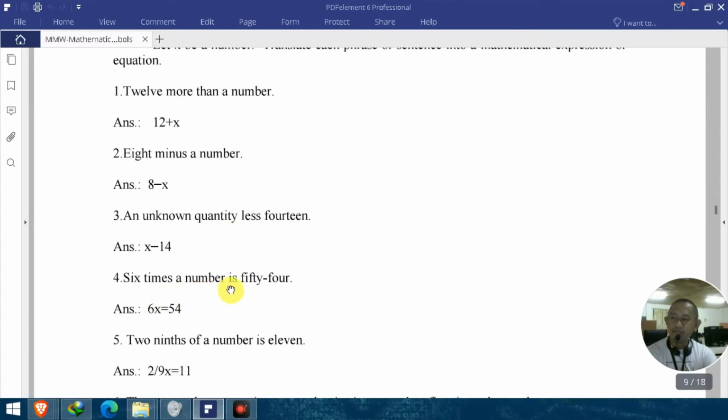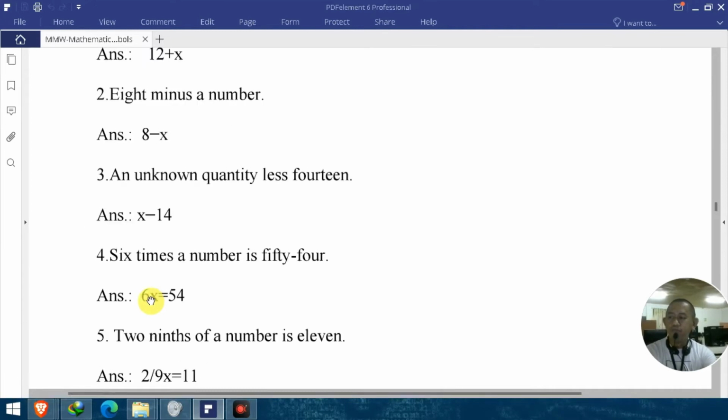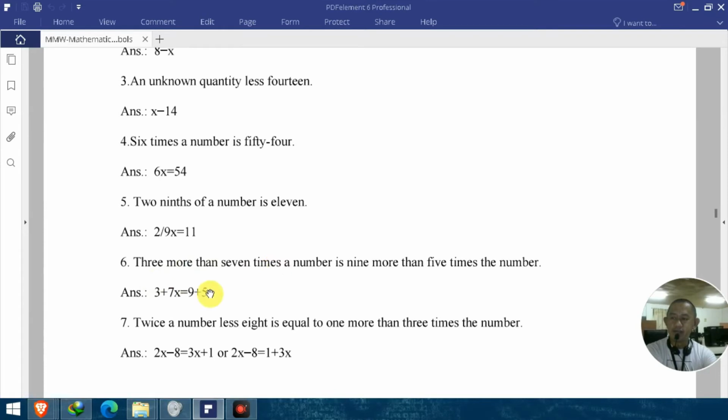6 times a number is 54. So the 6 is not the x; the x is the unknown value, and 6x is multiplication directly, which I think was also discussed in your high school and elementary. So this equals 54. And then we have two ninths of a number is 11, a fraction of a number is 11.